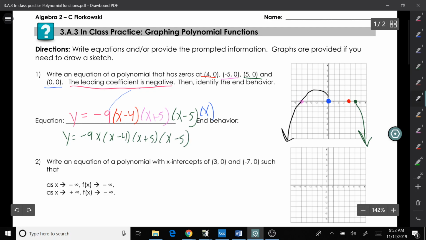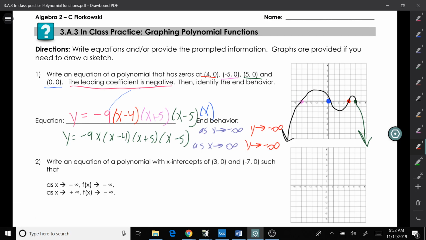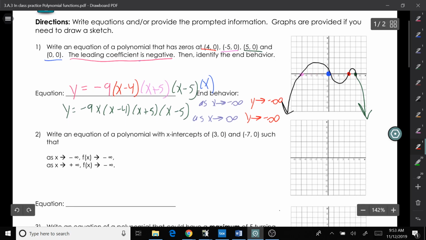And then our function just goes. Now, the end behavior, both sides, the left and the right, are going down. So it's as x approaches negative infinity, as x approaches positive infinity, y approaches negative infinity. All right, so let's look at the next one.